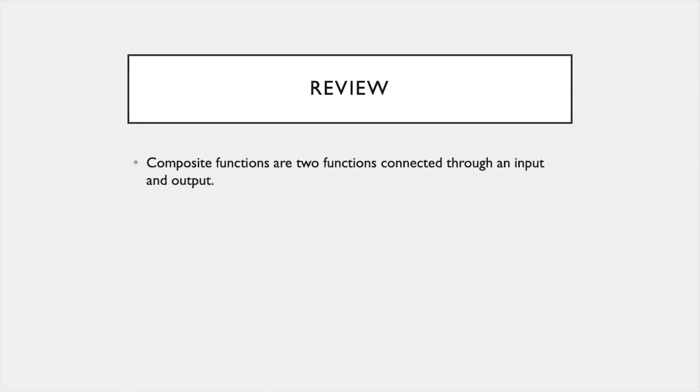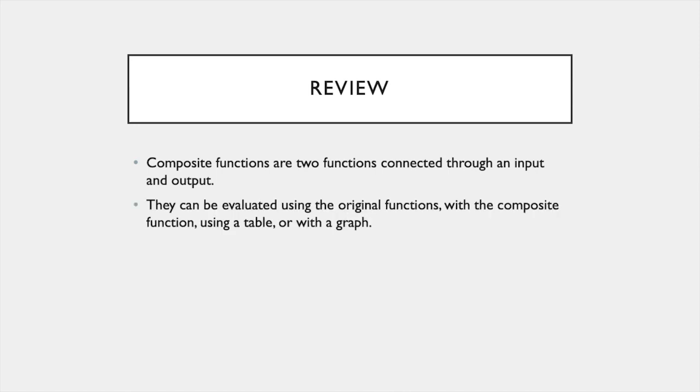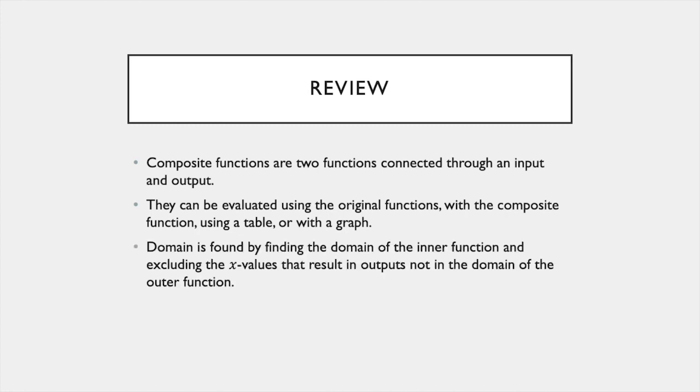So let's review what we talked about. We know that composite functions are two functions connected through an input and output. One input is plugged in to get the output, just plugged in again to get the new output, but we just have a simpler equation for that. And we can evaluate them using original functions, or with a composite function, or using a table, or with a graph. And we can find the domain by finding the domain of the inner function first, and then we can exclude the x values that result in outputs that aren't in the domain of the outer function.